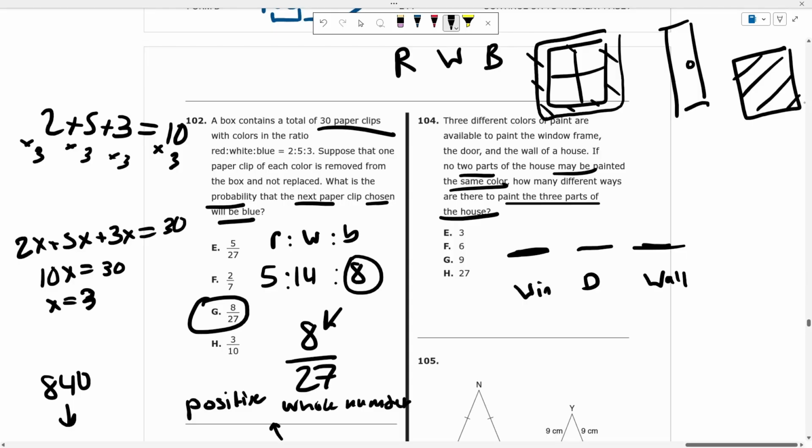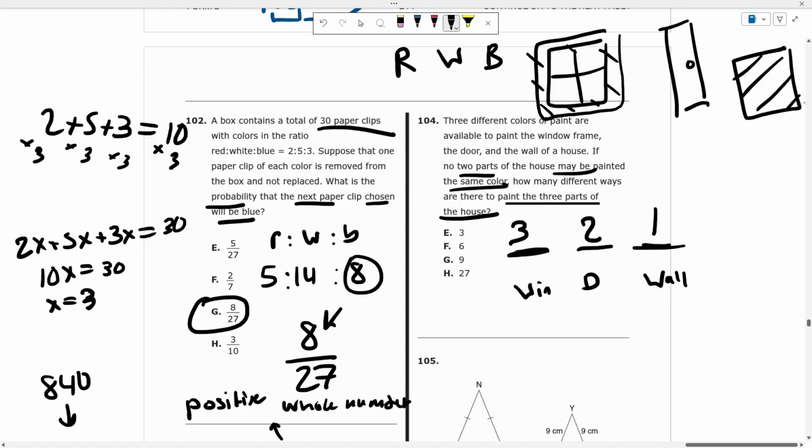If I want to paint my window first, I have 3 colors to choose from because I haven't painted anything else yet. I can paint my window red, I can paint my window white, I can paint my window blue. Now, when it comes to my door, I can choose from 2 different colors. Why? Because I already painted my window one color. I can't paint all of these things at the same time. I can paint them one after the other. So now, because I painted my window one color, I can only paint my door the 2 remaining colors. And after I paint my door, I can only paint my wall the 1 remaining color after that.